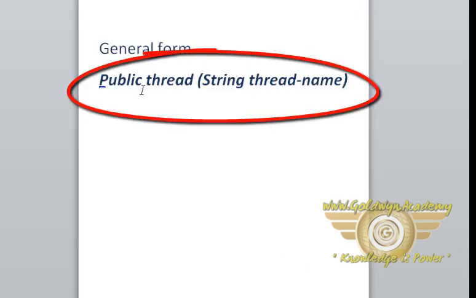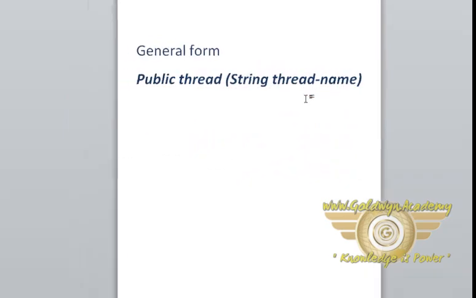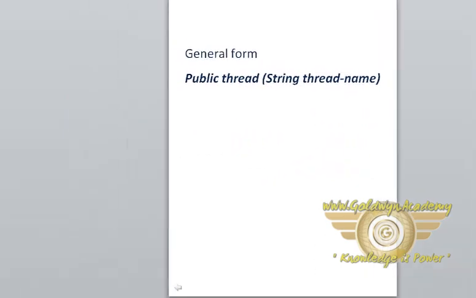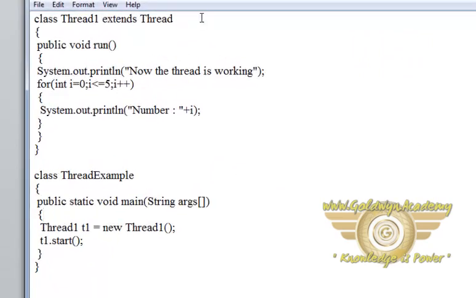Here public is a keyword, Thread is a keyword, and thread name is the name of the thread which belongs to String. To clear your idea about thread, let's go through the example. This is the example of a thread.